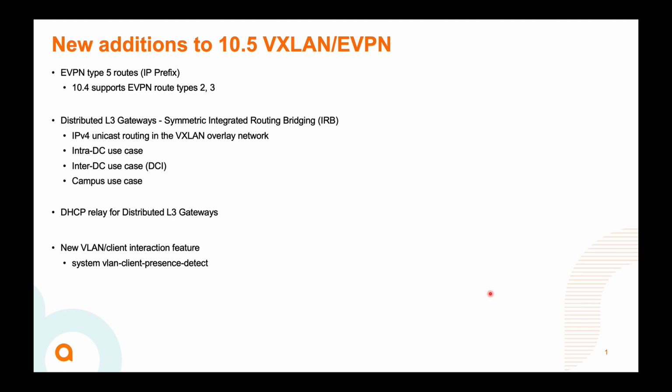In this video, I'd like to provide an update for 10.5 AOS-CX VXLAN EVPN. So these are the new additions in 10.5. We now support EVPN Type 5 routes, which are IP prefix. In the past, with 10.4, we used to support Types 2 and Types 3.